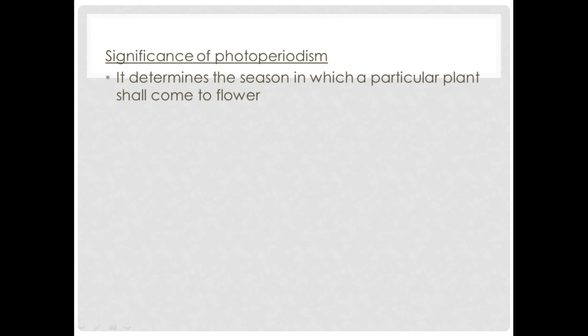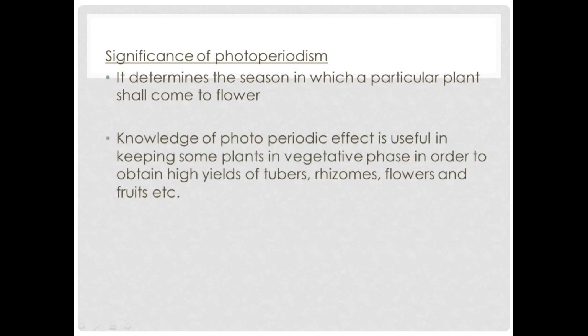Now let's take a look at the significance of photoperiodism in plants. It determines the season in which a particular plant shall come to flower. Some plants flower during the winter season, some plants flower during the summer season, depending on the periods of darkness and light. And also, knowledge of photoperiodic effect is useful in keeping some plants in the vegetative phase in order to obtain high yields, for example for tubers, rhizomes, flowers, and also for plants grown for their leaves.